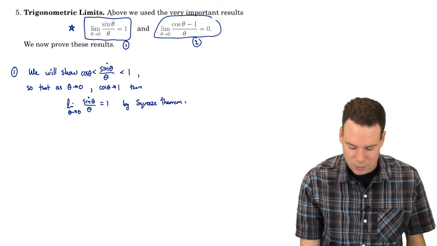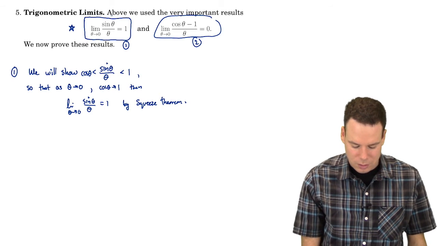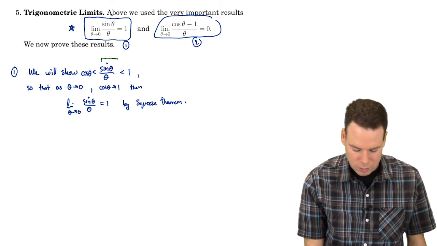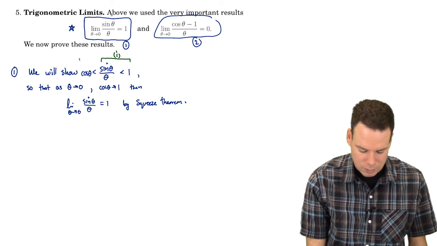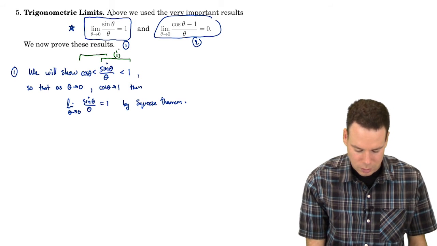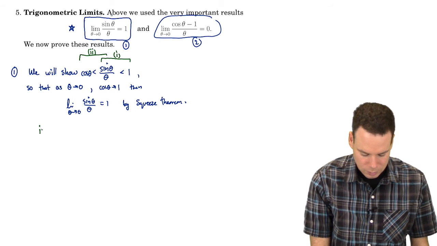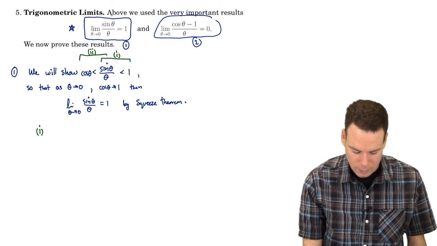So that means we've reduced the argument to showing this inequality. And there's really two parts to this inequality here. There's that upper bound of 1, which I'll call inequality 1 here, and then this I'll call inequality 2. And we're going to verify these ones. So let's look at inequality 1.